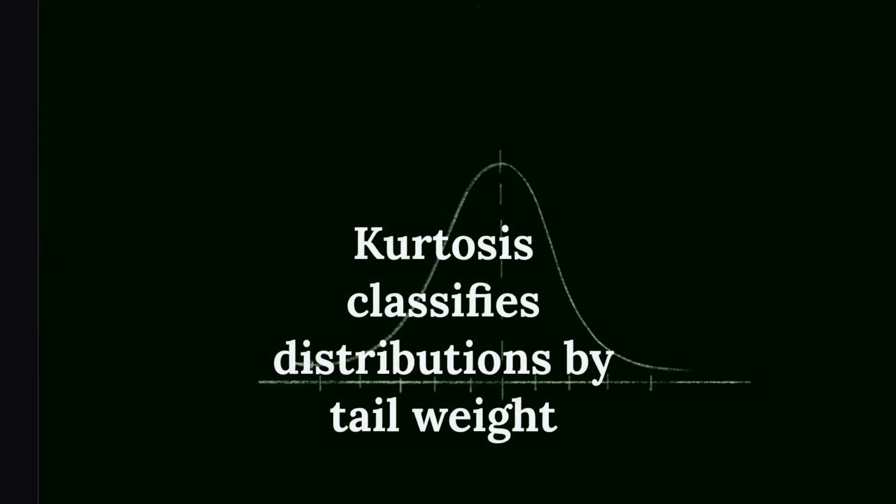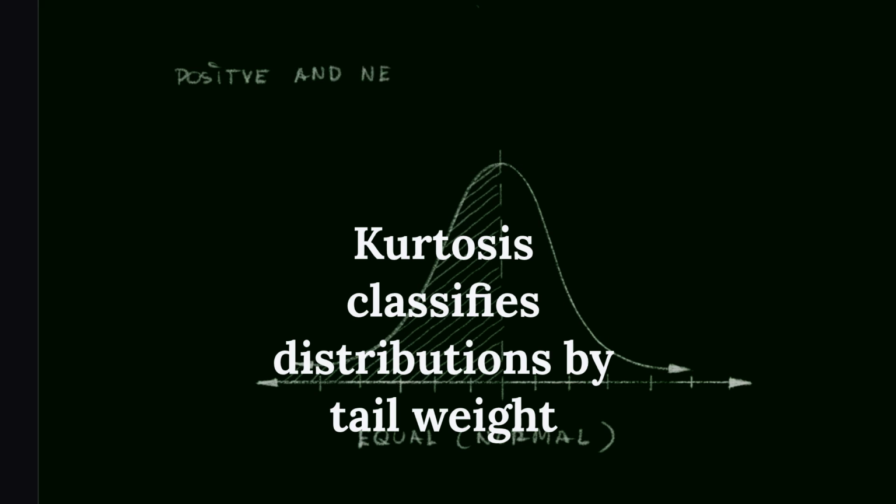Mesokurtic distributions have kurtosis similar to the normal distribution. Leptokurtic distributions display heavier tails and more outliers. Platykurtic distributions have lighter tails and fewer extreme values. These types help classify distributions relative to the normal distribution. Analyzing kurtosis reveals distribution structure and risk characteristics.